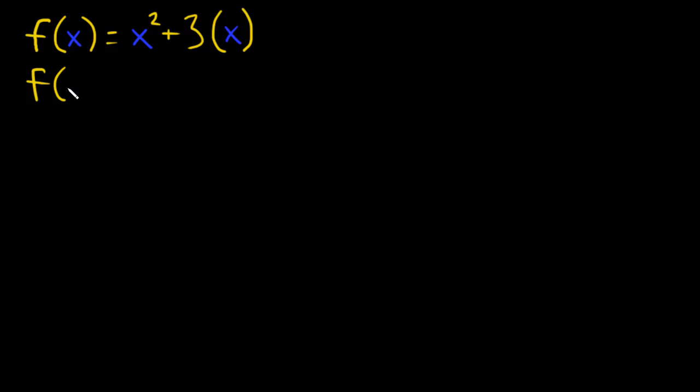Okay, for a more complicated one, let's go with something like f of x equals x squared plus 3 times x. So let's do as an example, maybe f of 5. That would equal 5 squared plus 3 times 5.